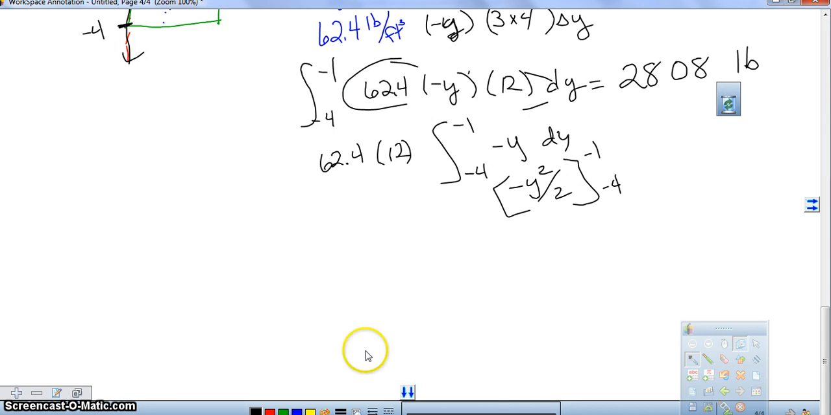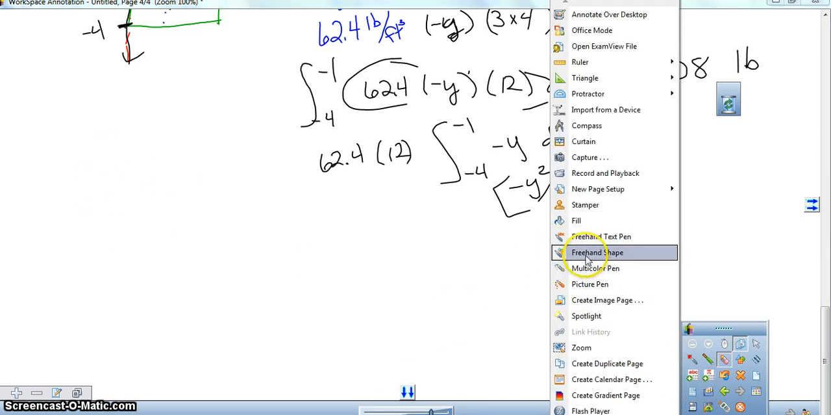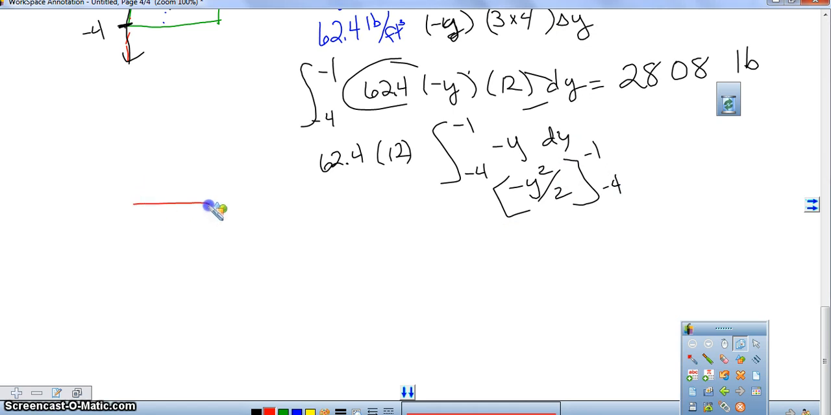Okay, so one other problem I want to look at. See that one I put below the x-axis. Let's try one above the x-axis just to see how it differs. Let's say you have a triangle that looks like that. And let's say that it's 4 across by 3.